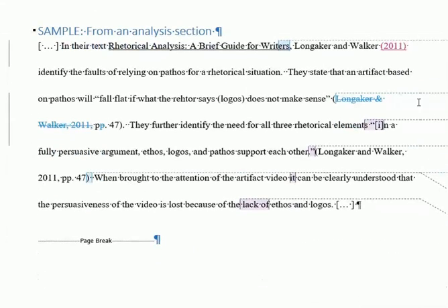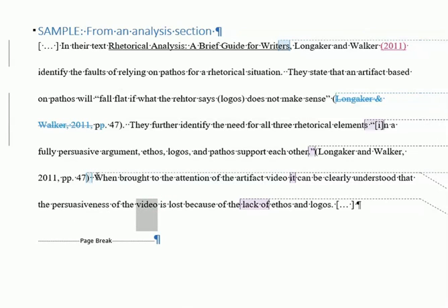Here's another sample. We have it being unclear, so that would get you an A period as well. Let's look at the sentence and see there's two problems here with logic. "When brought to the attention of the artifact video, it can be clearly understood." Already it's going wrong with grammar as well as with logic. What is being brought to whose attention? This is a bit garbled, but the "it" has no referent. "It can be clearly understood" is a very vague statement, and it's also too indirect. You should say it becomes clear to whom? To the reader, perhaps? Or it's a video, so to the audience.